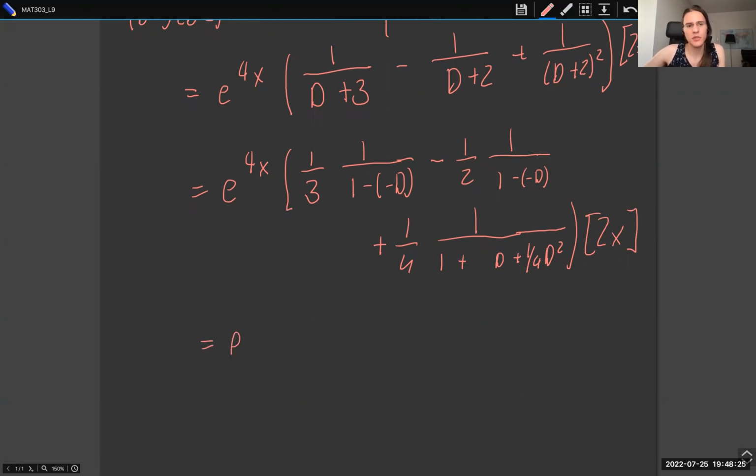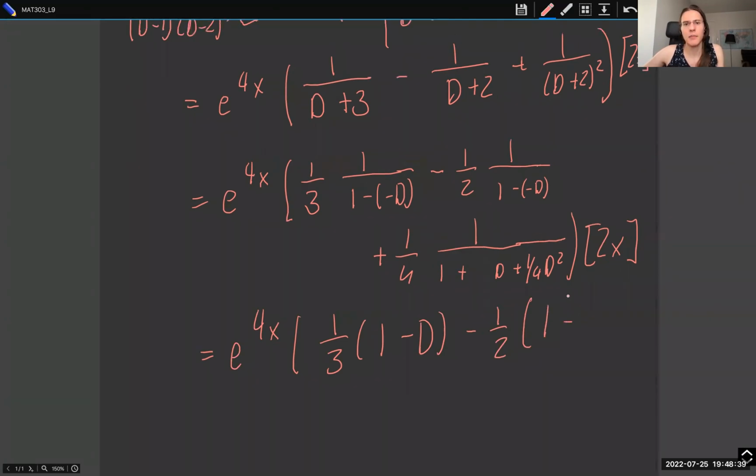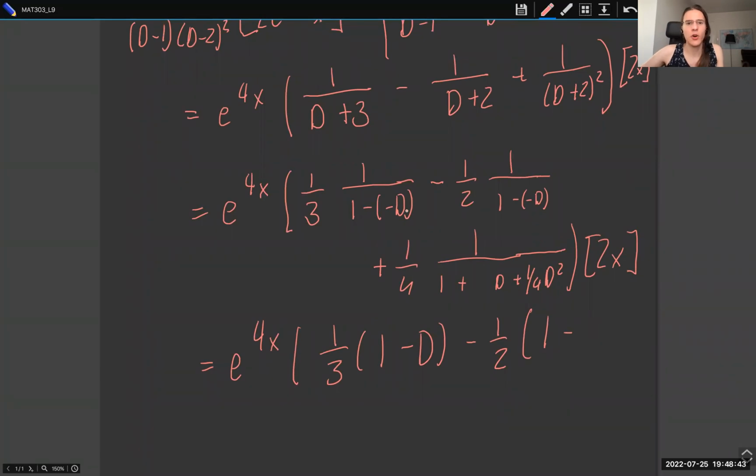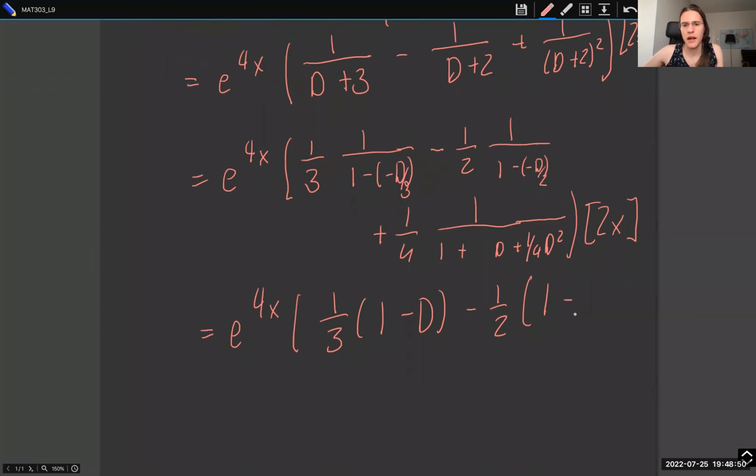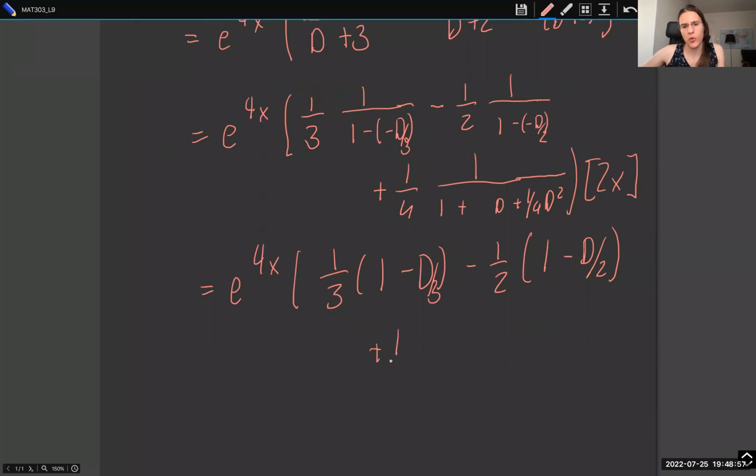And so this is going to be e to the 4x times 1/3 times 1 minus d minus 1/2 times 1 minus, sorry, this is d over 3. This is d over 2. Okay, then plus 1/4, and we'd like to know what the expansion to this is to first order. Well, to first order, the d squared term is not going to matter. So you can ignore this term and expand this to first order, and then you're going to get 1 minus d.